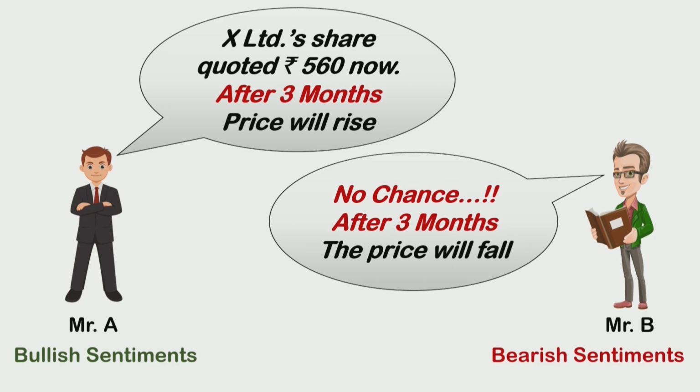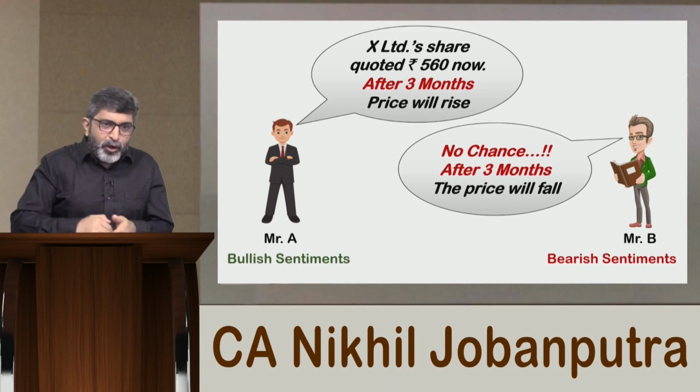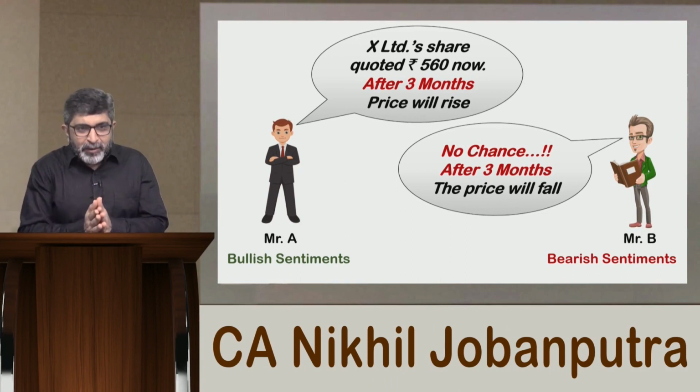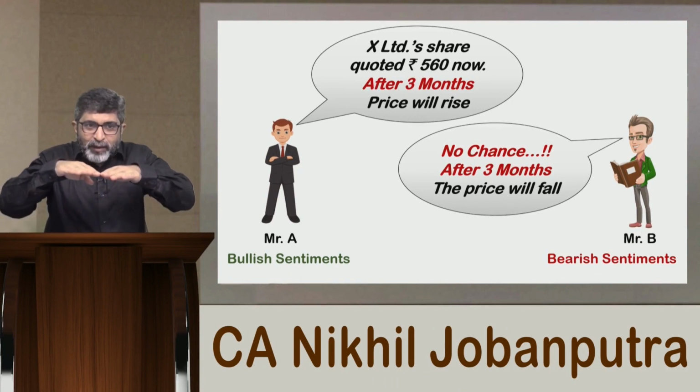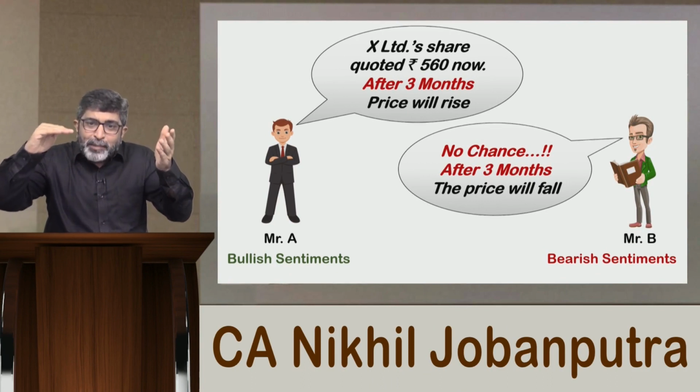So you understand what bullish and bearish sentiments are? An expectation that the price will rise is what we call bullish sentiment. An expectation that the price will fall is what we call bearish sentiment. So the current market price is 560. A believes that the price will rise. B believes that the price will fall.